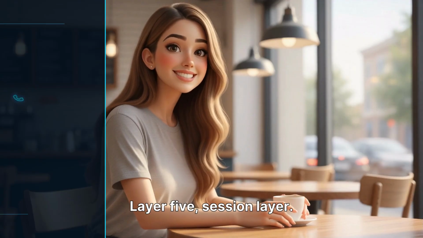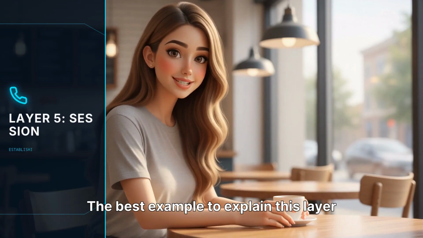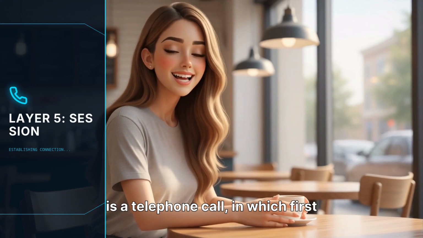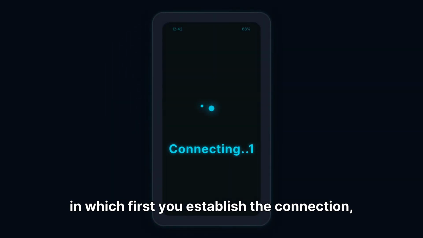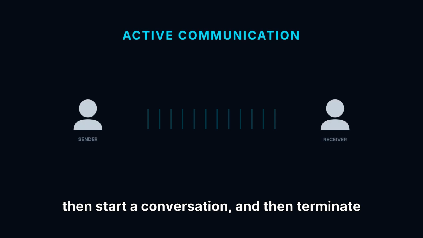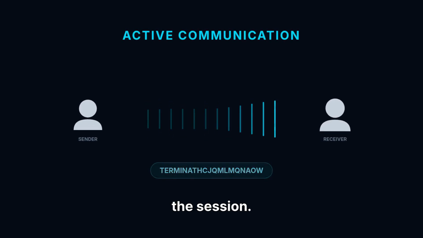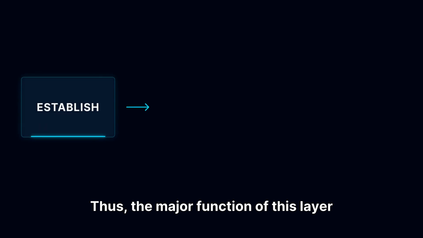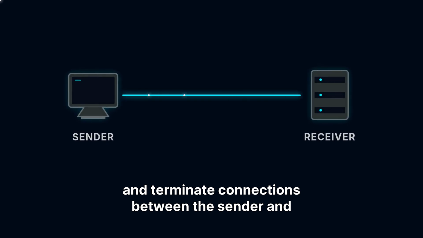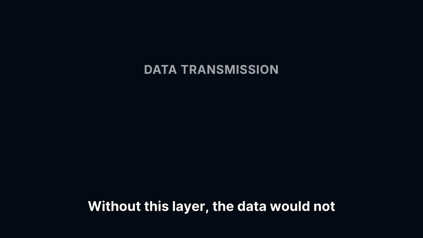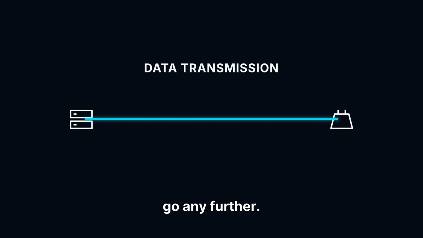Layer 5, session layer. The best example to explain this layer is a telephone call, in which first you establish the connection, then start a conversation, and then terminate the session. Thus, the major function of this layer is to establish, manage, and terminate connections between the sender and the receiver. Without this layer, the data would not go any further.